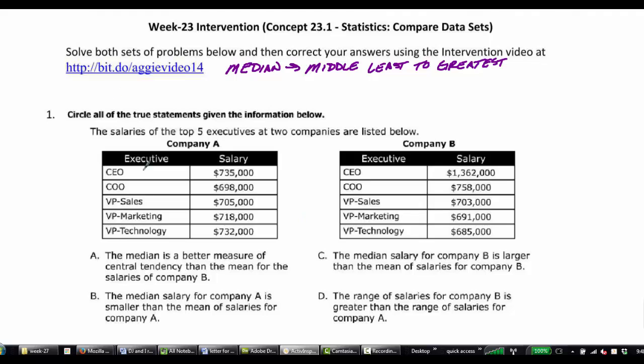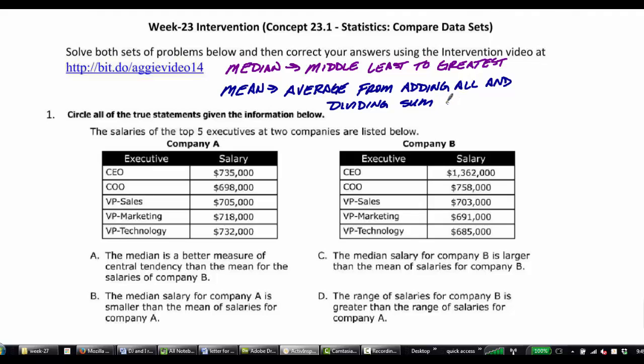And the other term that's going to pop up here is mean. So the mean is what most people think of when they say average. Median is also an average, but average of, or average from, let me change that. Average from adding them all and then dividing the sum by how many numbers you had.